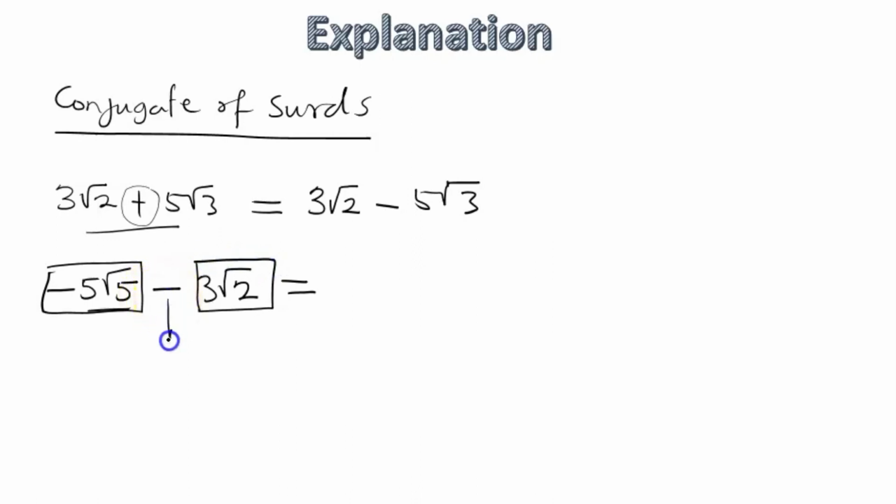The sign in between them is what you pay attention to when finding the conjugate, not the sign in front of the first one. Usually the sign of the second one, because this is actually negative 3 root 2. So this is the sign you are going to alter. When you alter it, you have successfully found the conjugate of this surd expression. So the answer is going to be minus 5 root 5 plus 3 root 2. We say this is the conjugate of this.